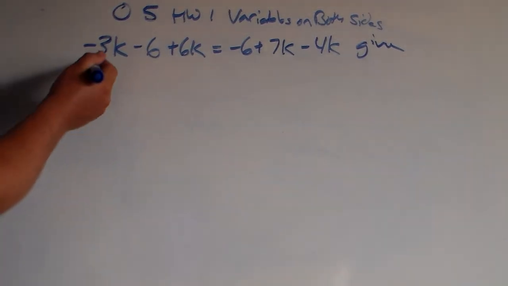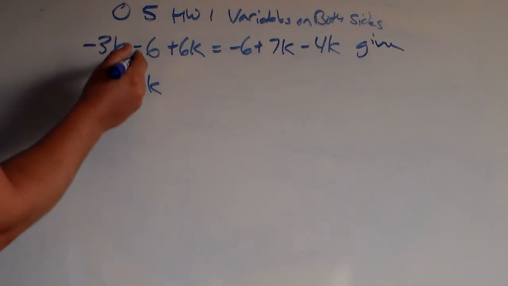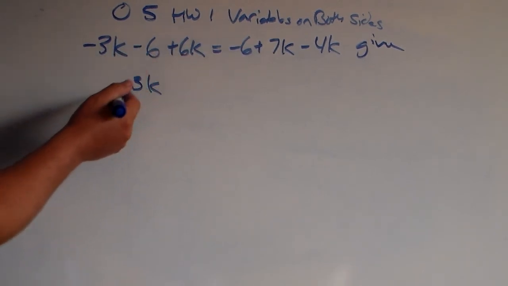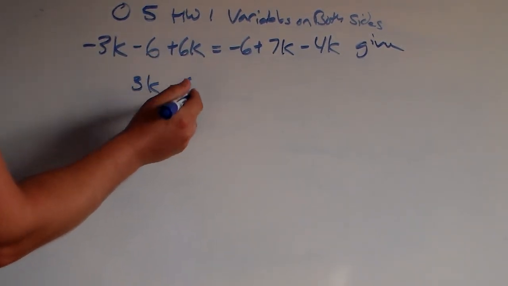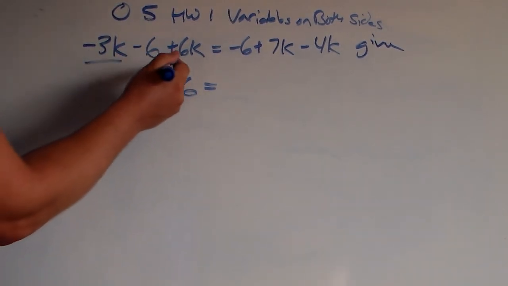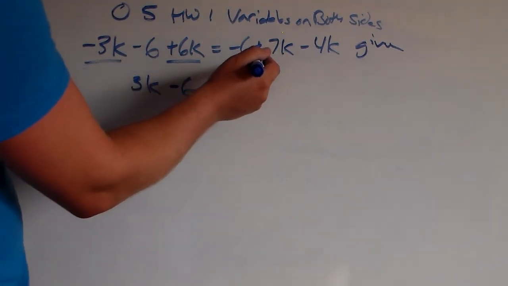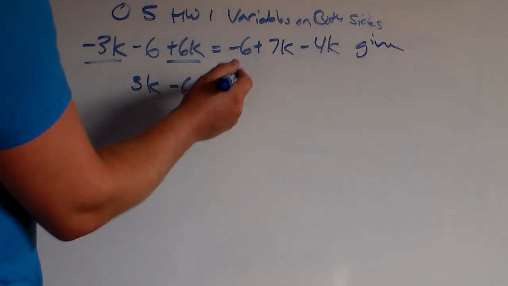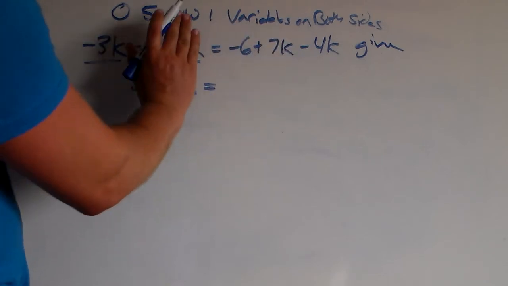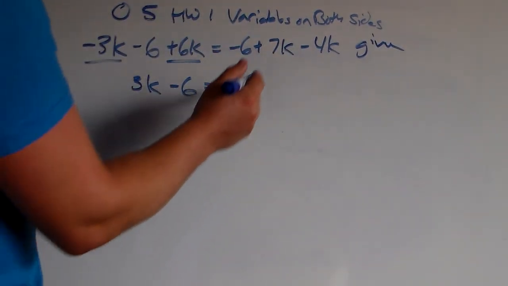We're going to combine like terms. Negative 3k plus 6k gets us 3k. The negative 6, there's no other like terms on the left side of the equal sign, so we rewrite it down here. So we have 3k minus 6, because these are our two like terms that we combined. Then we have negative 6 plus 7k minus 4k. Well, that negative 6, there's no other like terms on the right side of the equal sign, so we just carry down that negative 6.